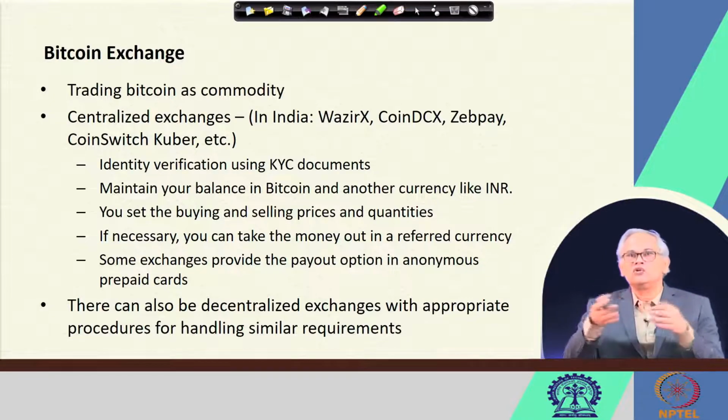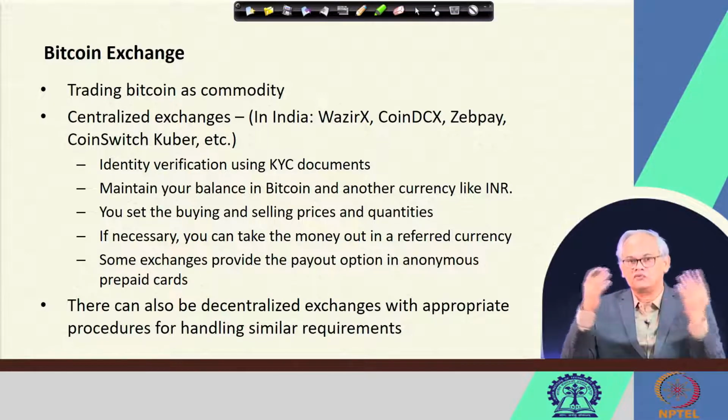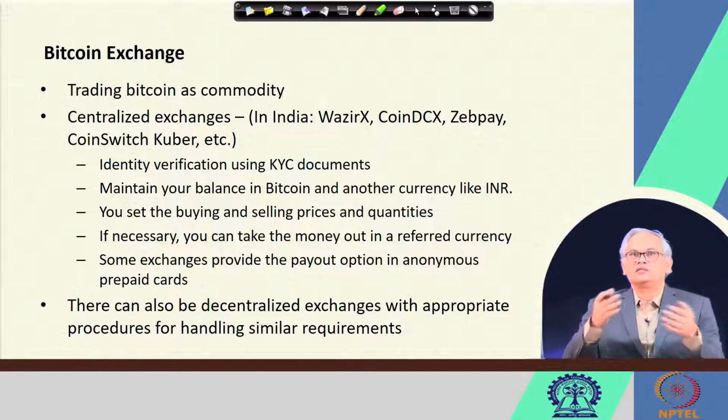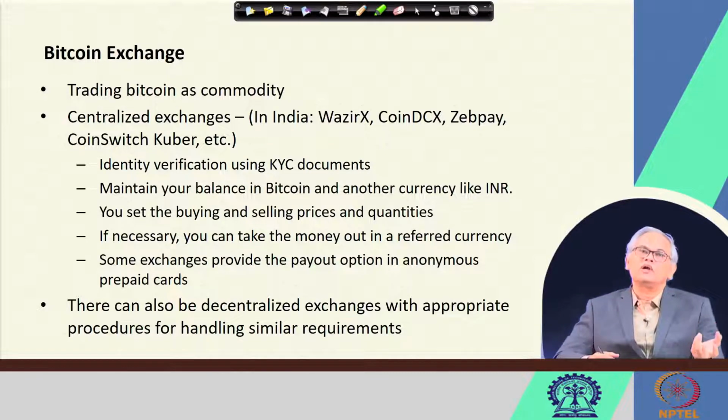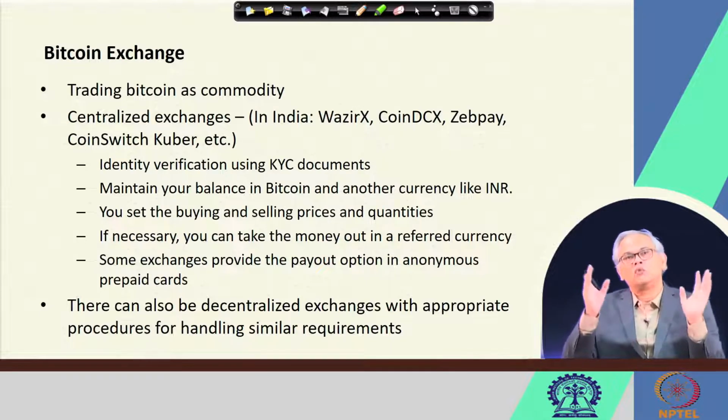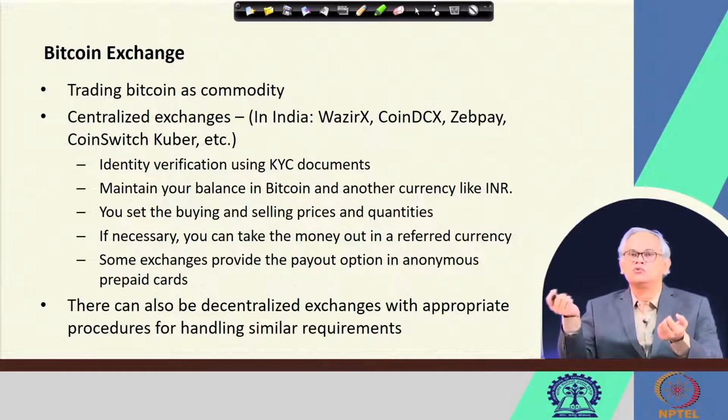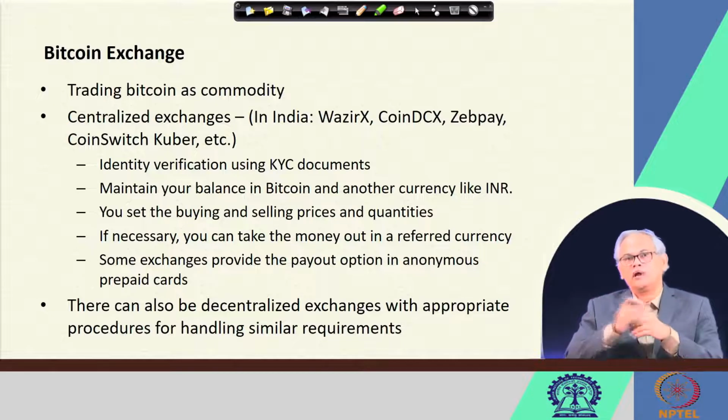So, you can set your buying and selling prices in that exchange. These are digital, of course, exchanges, but these are centralized exchanges. And if required, if you have earned some money through this trading process, say you have earned 1000 rupees, now you can take it out. So, you can have that money transferred to your bank, or you can keep on trading.